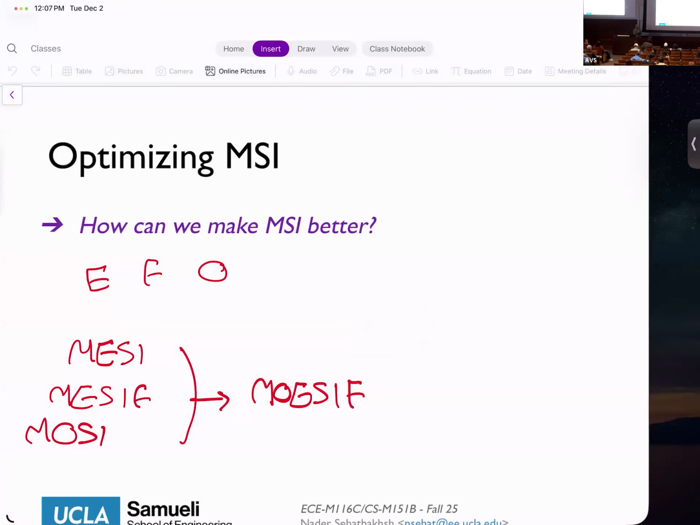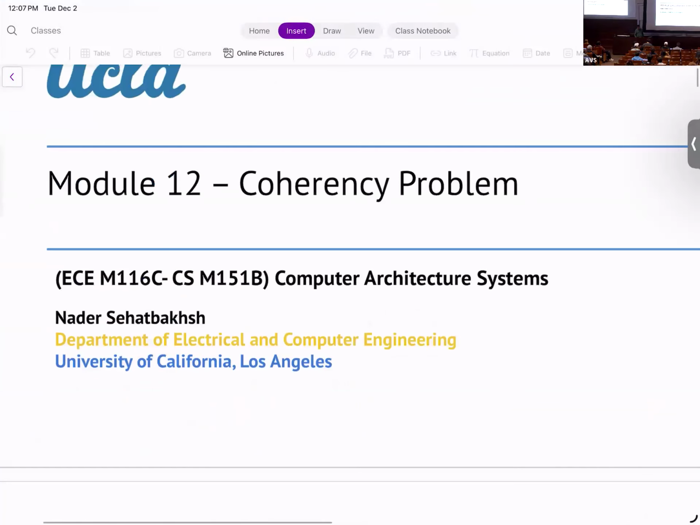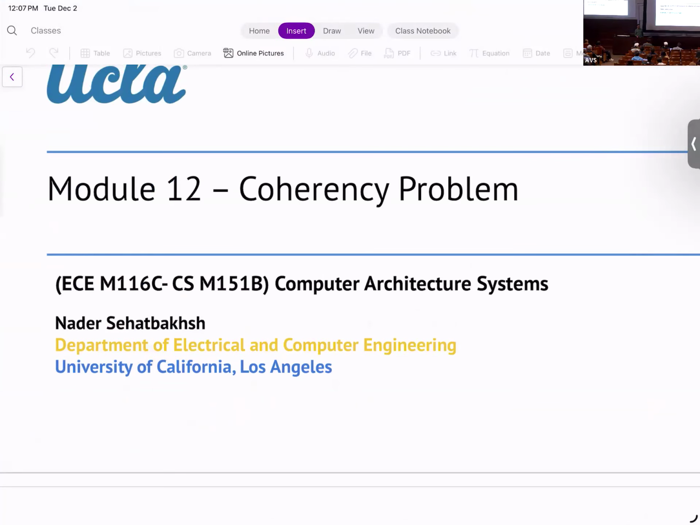So the plan for today is finishing the cache coherency part and then start talking about consistency. And then I'm going to also give you an overview of the remaining things that we need to discuss in this class as well. So if you remember, we were talking about the coherency problem.